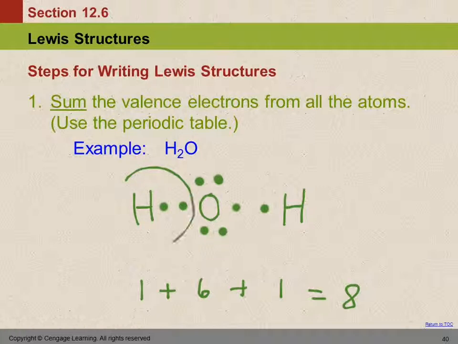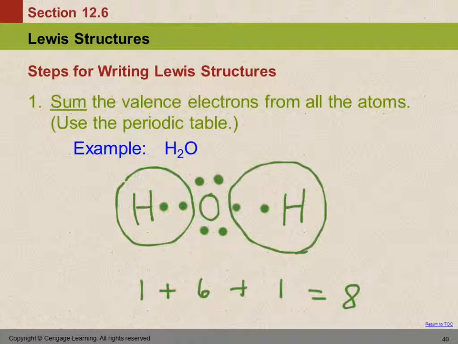So this hydrogen counts those 2 electrons. This is a bonding pair. And this hydrogen counts those 2 electrons. And the oxygen is going to count all of them.